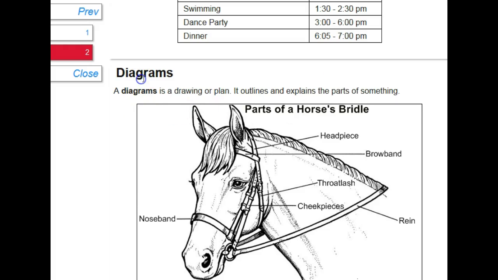A diagram is a drawing or a plan. It outlines and explains the parts of something. This is the diagram parts of a horse's bridle. It shows the different parts with lines to where they are in the bridle.